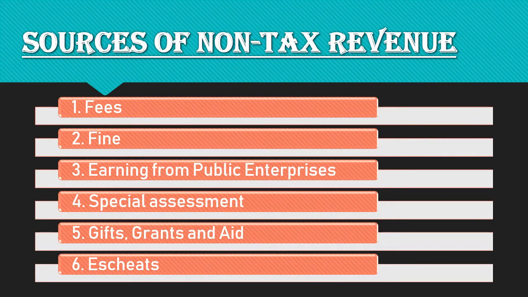So here are the points. You can see clearly, other than tax, what are the means through which the government earns its income? The first point is fees, fine, earnings from public enterprise, special assessment, gifts, grants and aids, and the last one is escheat. So let's have a look at the explanation of these points one by one.